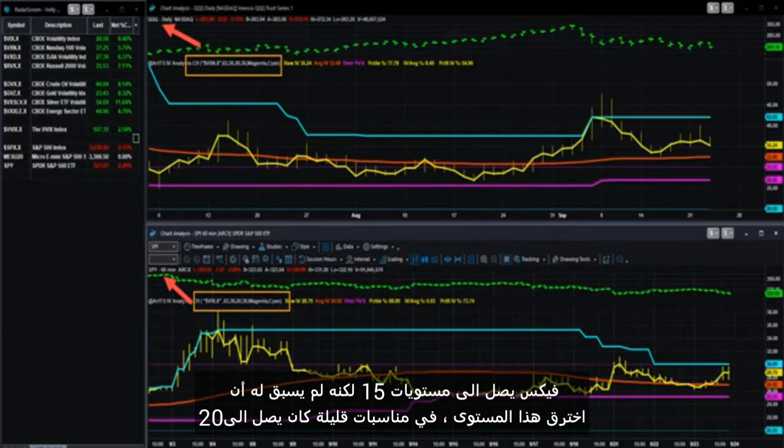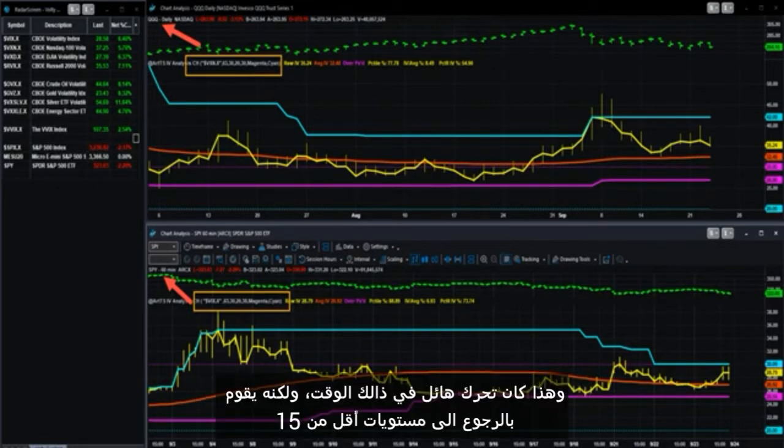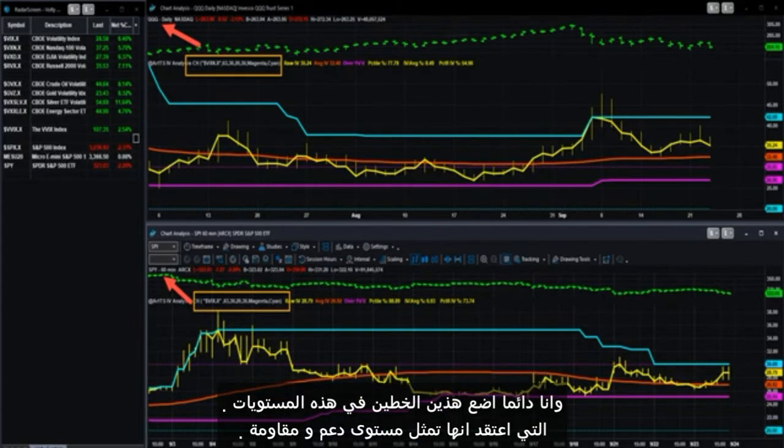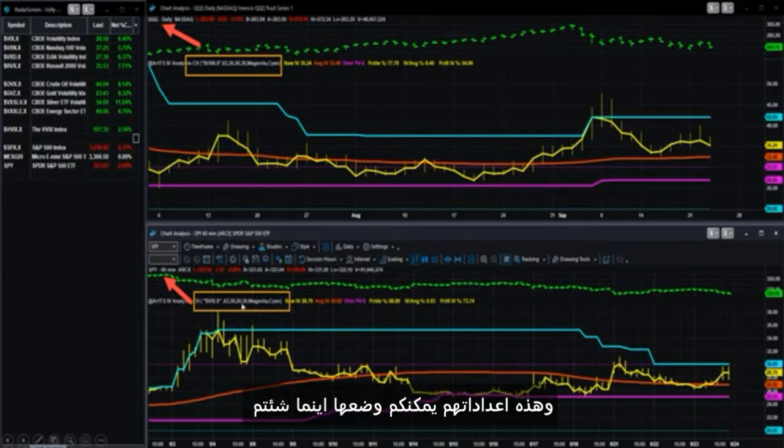You'd see VIX spike up to 15, but it never really went more than that. Occasionally it would go to 20, which was incredibly overbought at that time, and then it would revert back under 15. I always have these little dotted lines at those levels where I think support and resistance are, and those are inputs, so you can put them wherever you want.